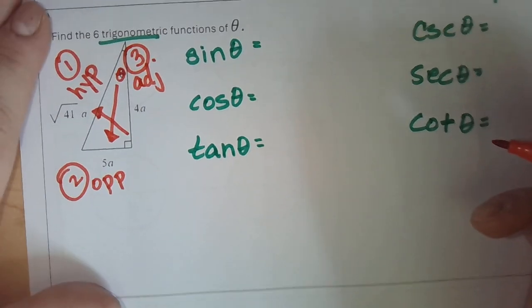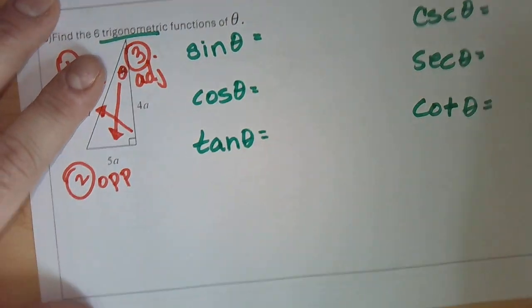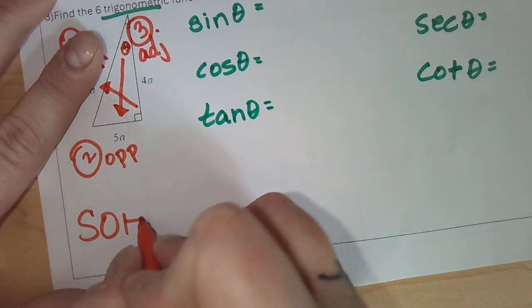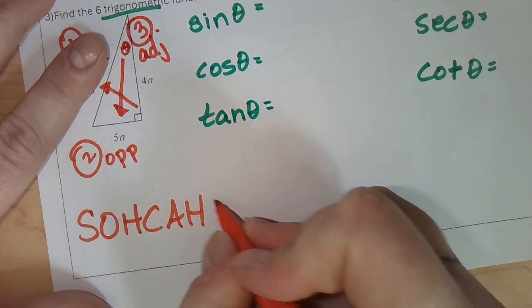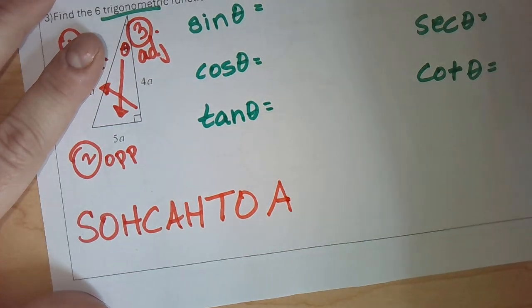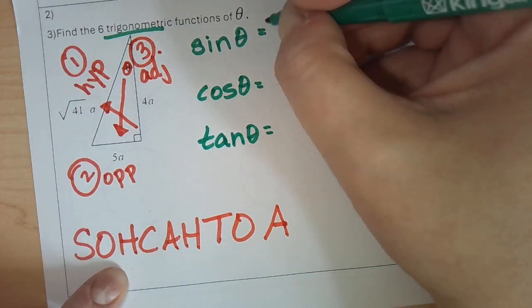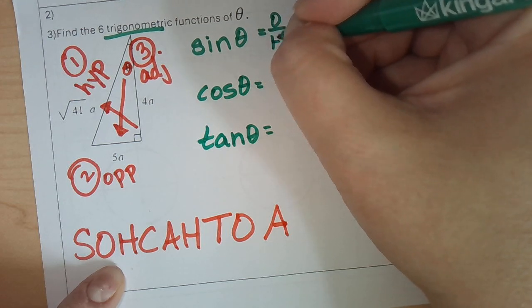Okay, let's do sine. Let's remember SOHCAHTOA. And you definitely want to write that on your note card. I mean, on your sheet of cheats. Okay, so sine is opposite over hypotenuse.